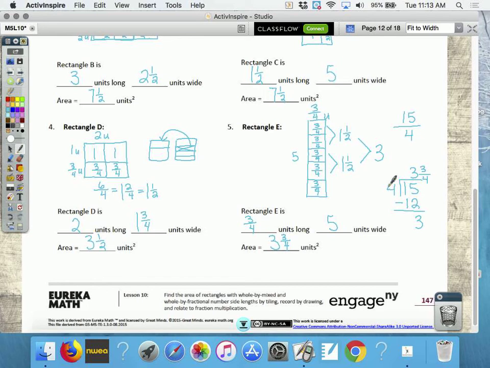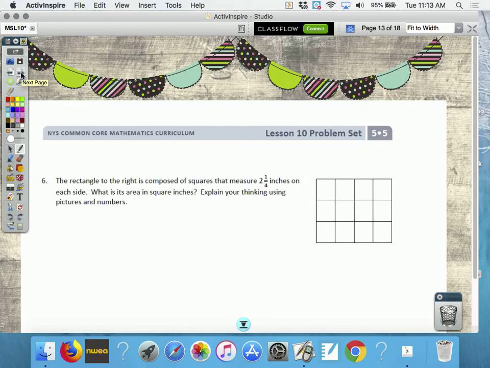Good? Okay, so on your exit ticket, this is all you're going to be asked to do. You're not even going to have to draw it, okay? So let's do some problems that are going to be a little bit more fun. How about this one right here about the rectangle?